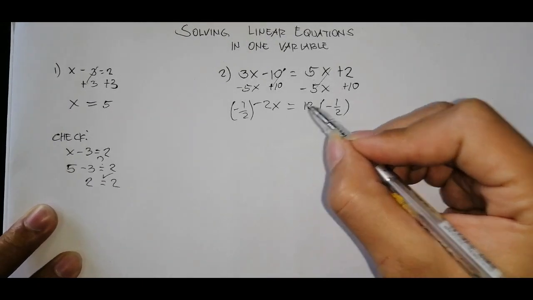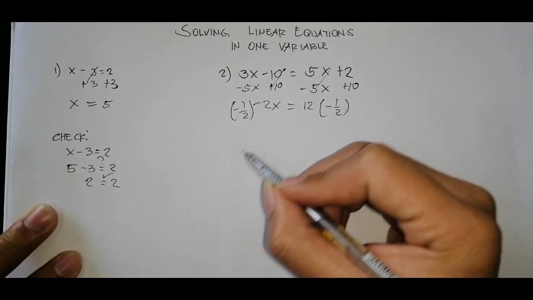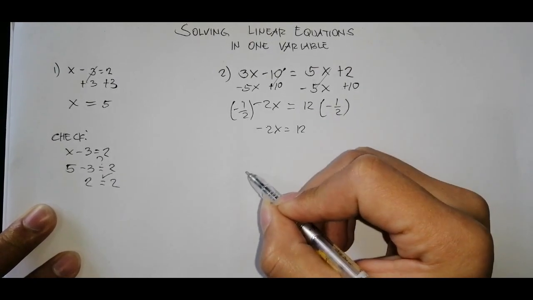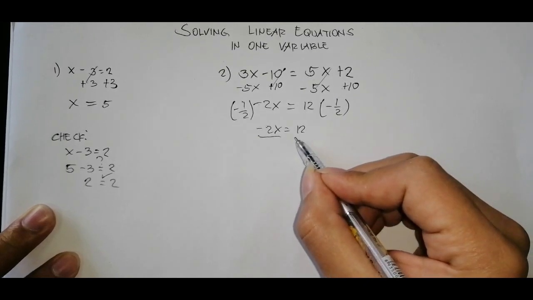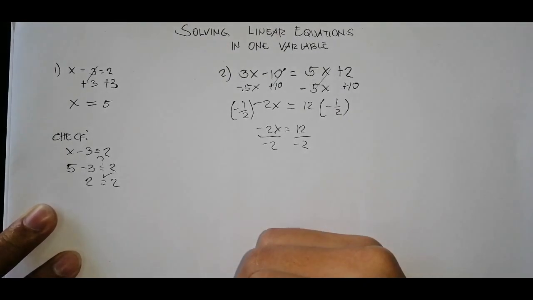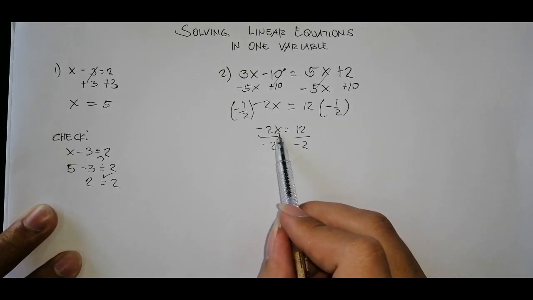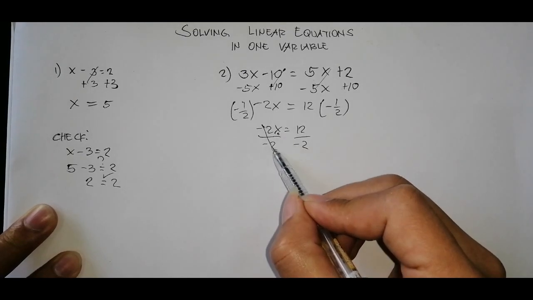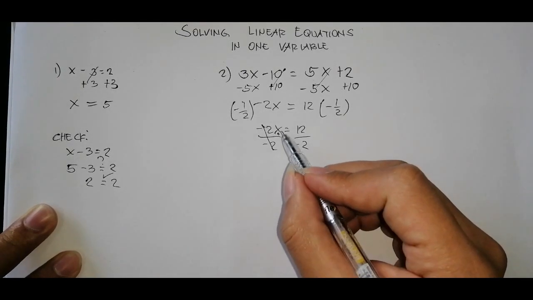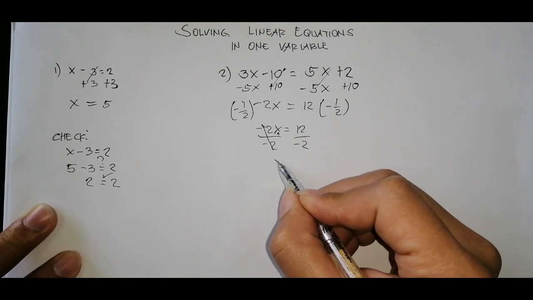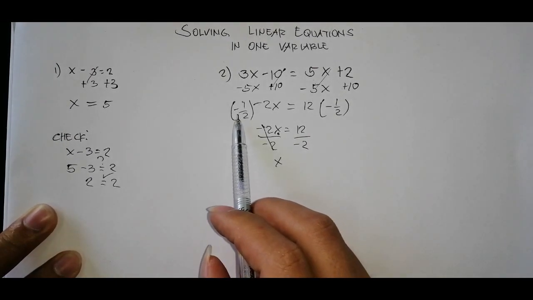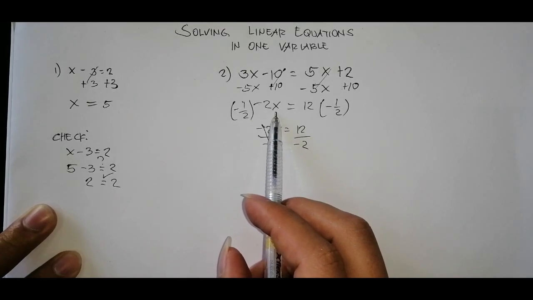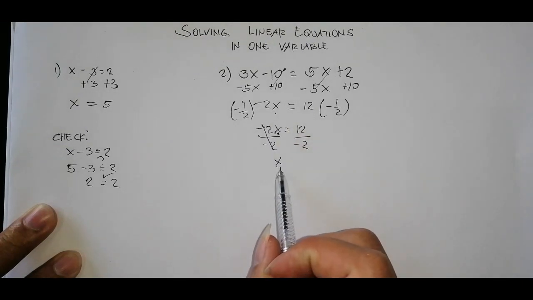Or another way for that one is we can use division. For example, we have here negative 2x equal to 12. We can divide both sides by negative 2. How did I get negative 2? That is the coefficient of our variable here. Negative 2 divided by negative 2 is 1, and times x, that would be 1x, or simply x. The same, negative 1/2 times negative 2 is 1, and multiplied by x, that would be 1x, or simply x.